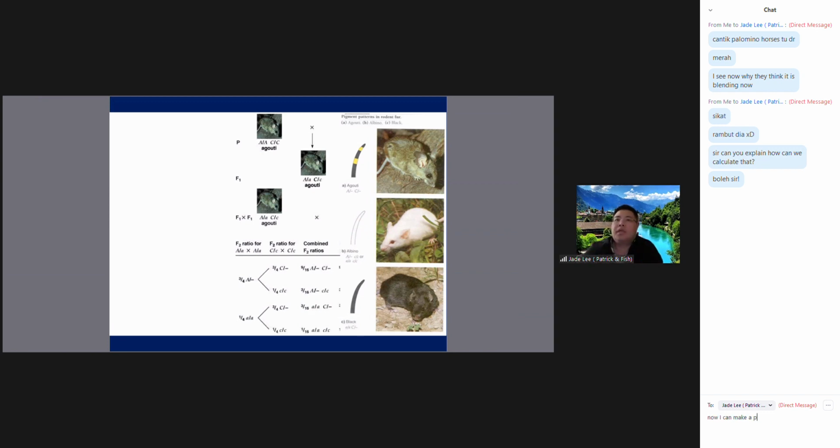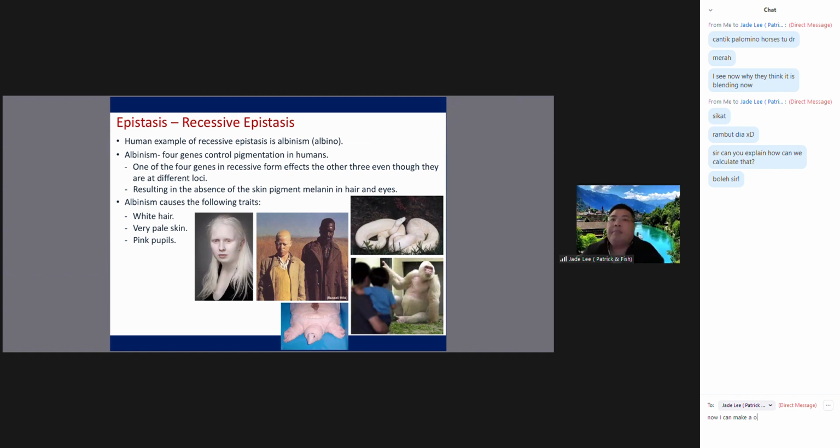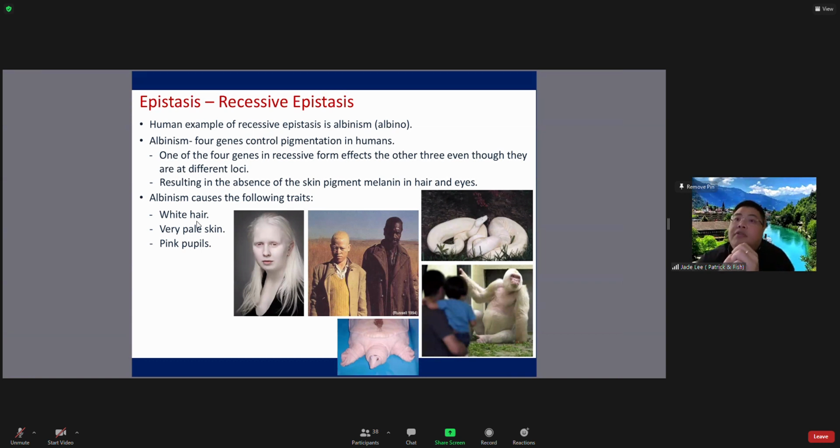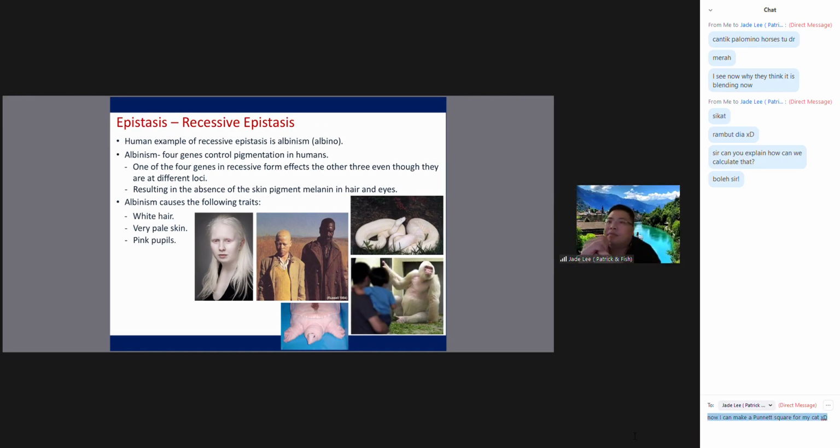Okay? Okay. Satu lagi ialah recessive epistasis kalau kita tengok human. Okay, the human example of recessive epistasis is albinism or albino. Okay, so albinism, 4 genes control pigmentations in humans, for example, one of the 4 genes in recessive form affect the other 3 even though they are at different loci. Okay, resulting in the absence of the skin pigment, melanin in the hair and eyes. So the albinism causes the following trait, which is a white hair, very pale skin, and the pink pupils. Yeah. Kita tengok orang hitam pun ada albino juga. Ular pun ada albino. Kalau you pergi John Crocodile Farm, you can see a python yang warna putih tu. Then you can see turtle pun sama, and then the orangutan pun sama. Okay. This is the recessive epistasis dah.